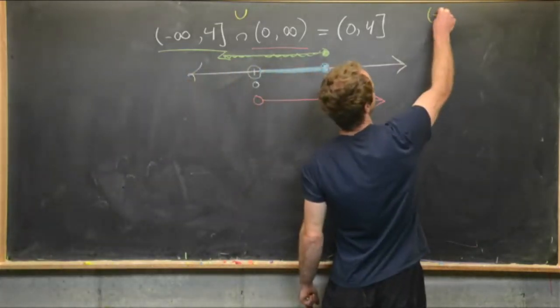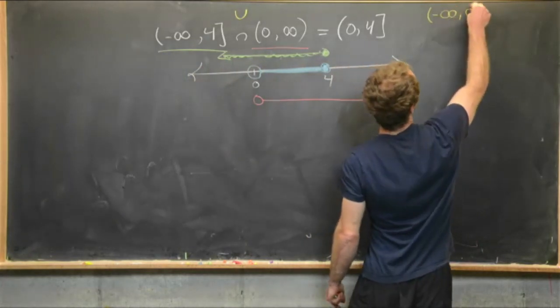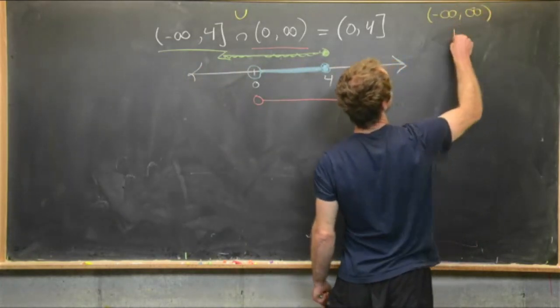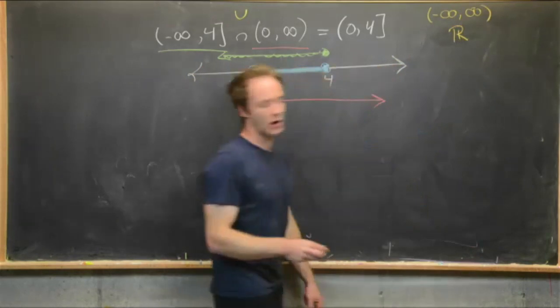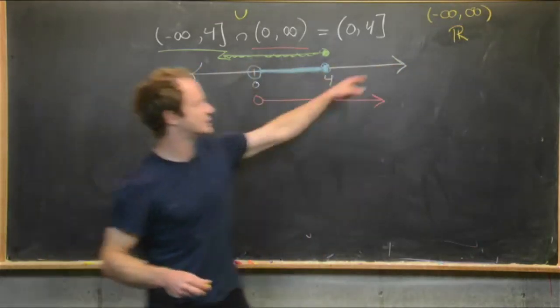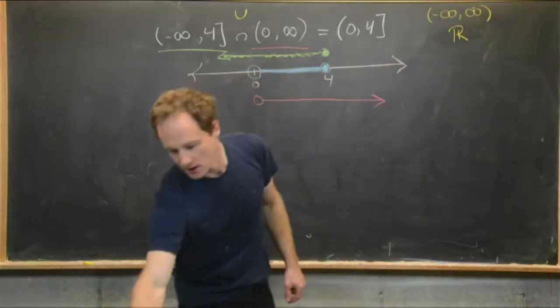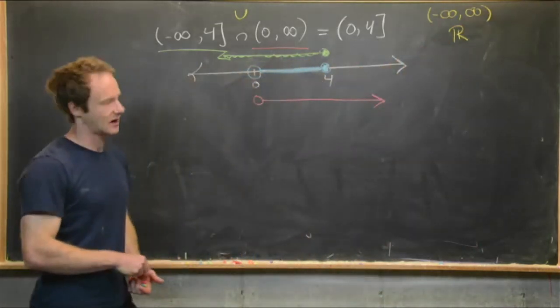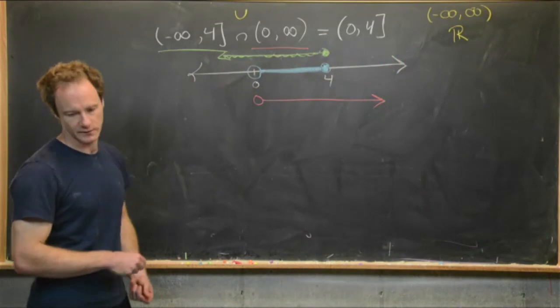So the answer for the union, we could write it one of two ways: minus infinity to infinity, or we could write all real numbers also. That would be another way to write it. So this would be interval notation, using our stuff from yesterday or the day before yesterday.